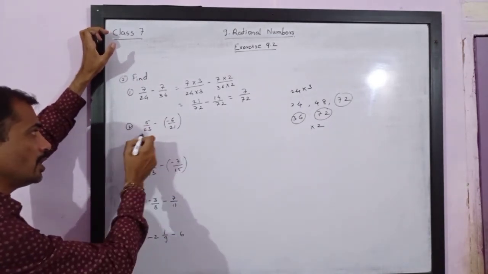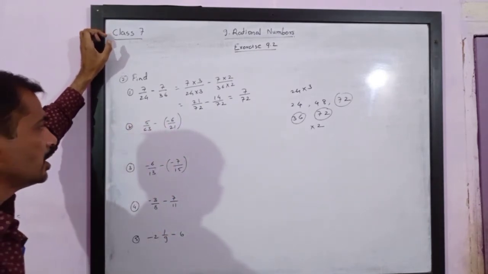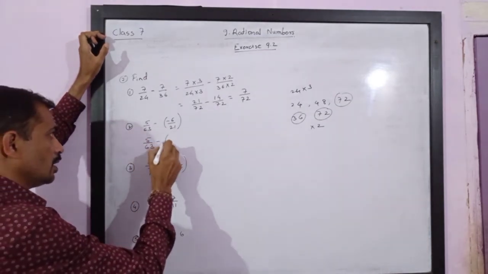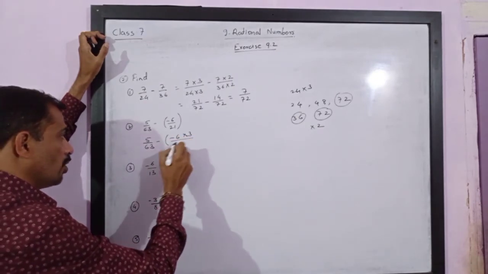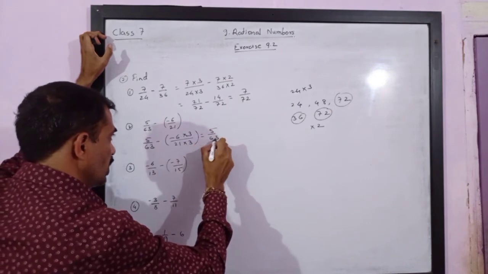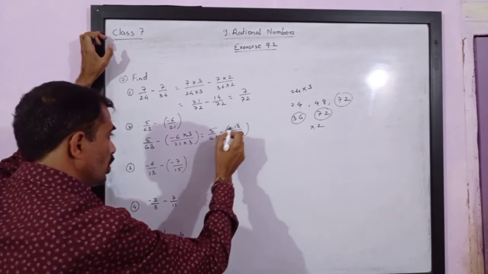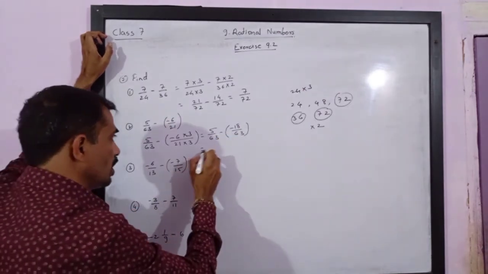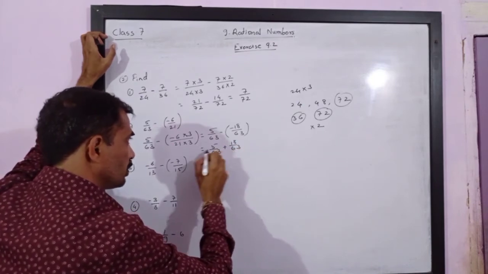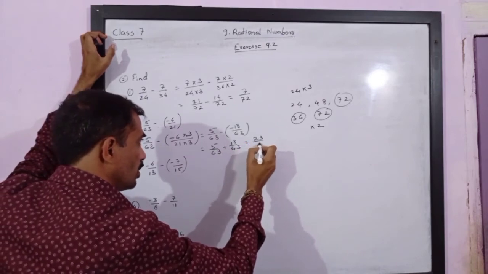Please note 21 3s are 63. So if you multiply only second fraction, we will get the denominator same. So this is equal to 5 upon 63 minus negative 6 into 3 upon 21 into 3. So this is equal to 5 upon 63 minus negative 18 upon 63. Please note negative into negative is positive. So this is equal to 5 upon 63 plus 18 upon 63. Answer is 18 plus 5 is 23 upon 63.